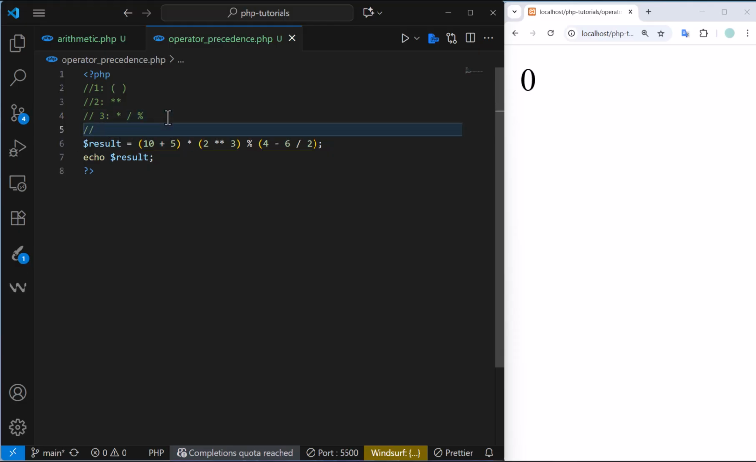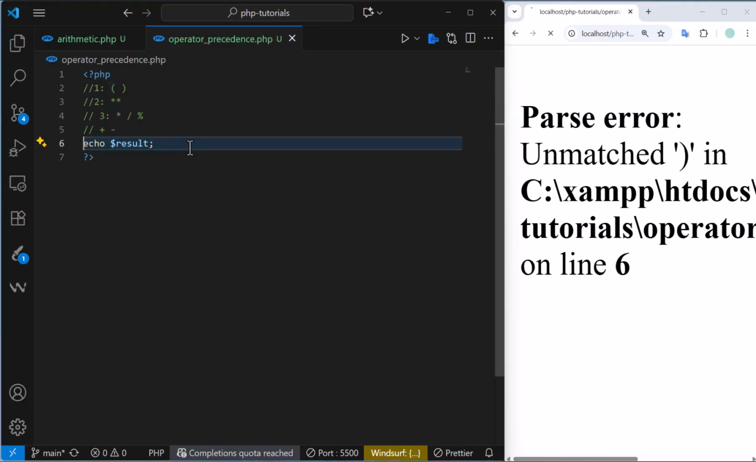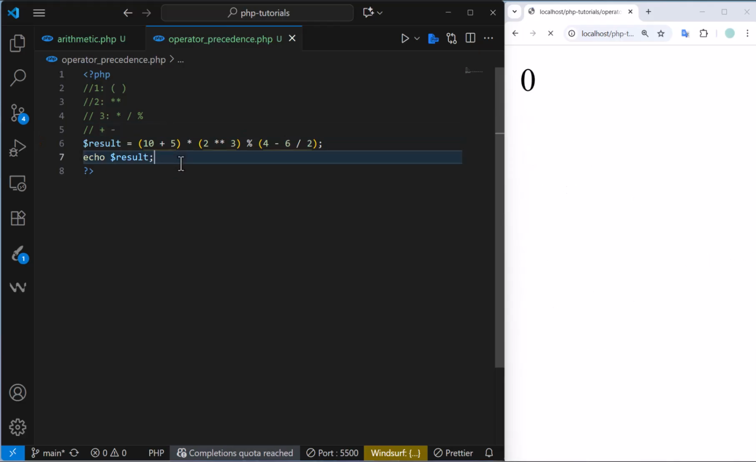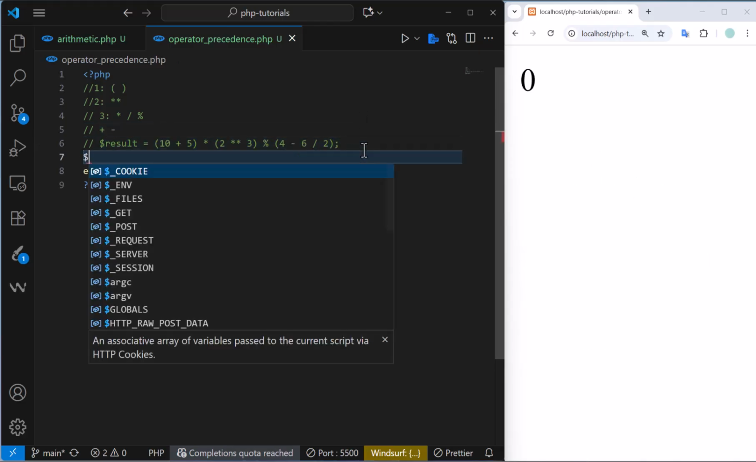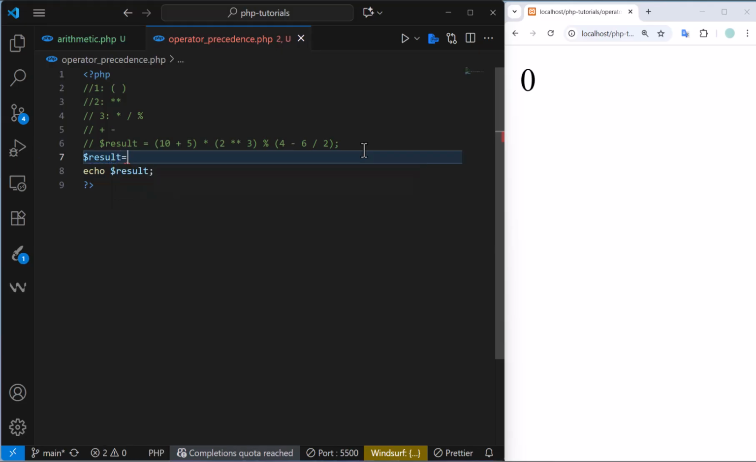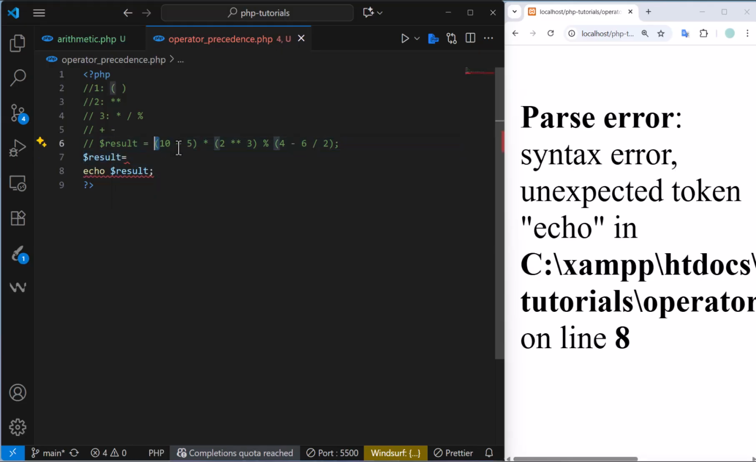And finally, at the end, it will solve the plus and minus. It will do these operations. So let's do exactly what we said. Let's comment this out and one by one solve our equation. So first of all, let's solve anything that is inside these parentheses. So 10 plus 5 is equal to 15.